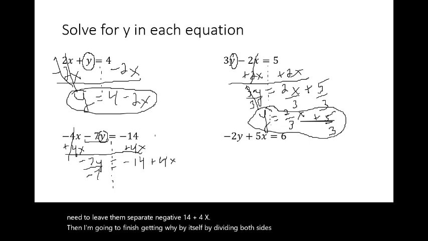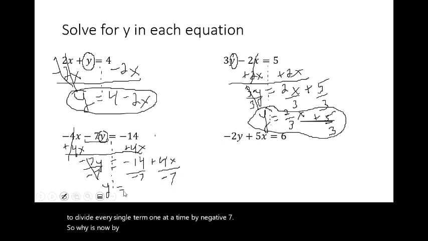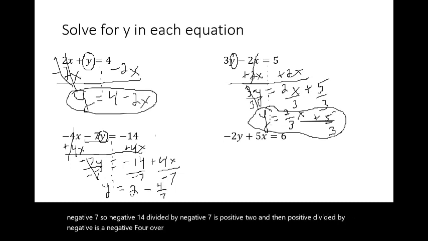Then I'm going to finish getting y by itself by dividing both sides by negative 7, and I'm going to divide every single term one at a time by negative 7. So y is now by itself here on the left, and I'm just going to divide each term one at a time by negative 7. So negative 14 divided by negative 7 is positive 2. And then positive divided by negative is a negative. 4 over 7 does not reduce, so you can leave it as 4 over 7x. And as long as your variable in question is by itself, that is your final answer.